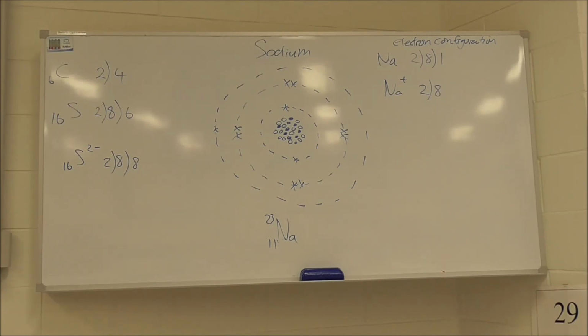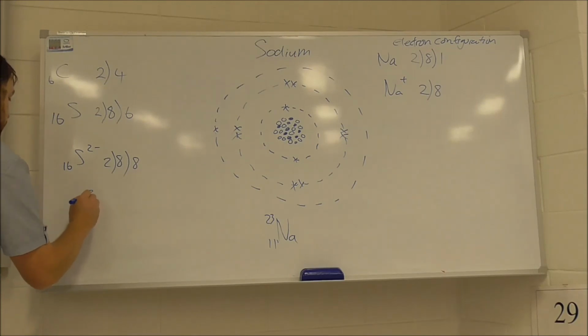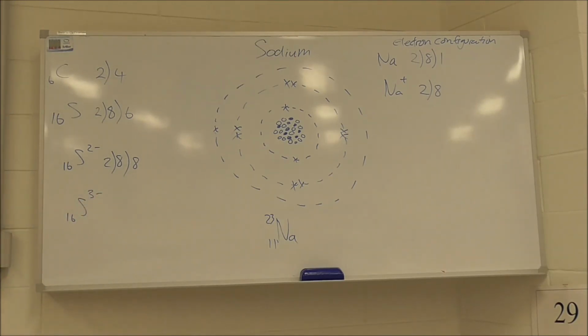Now, do you reckon we can get a sulfide 3 minus ion like this? That's a good question. You reckon that one's possible? It certainly wouldn't want to be like that, would it? That is possible. Why is that?